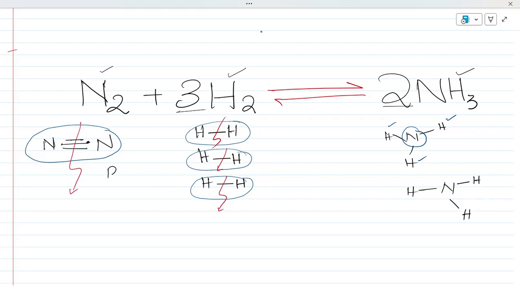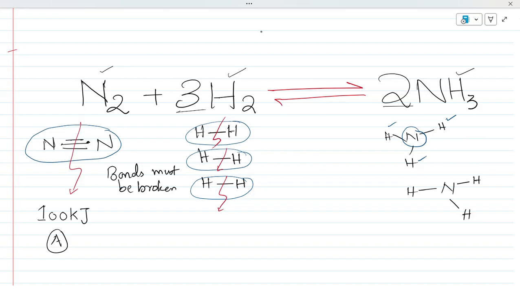So the bonds must be broken down for nitrogen as well as for hydrogen. Let's take an example: to break the bond between the nitrogen, we are going to supply the energy of 100 kilojoules. This energy is absorbed by the nitrogen molecule.